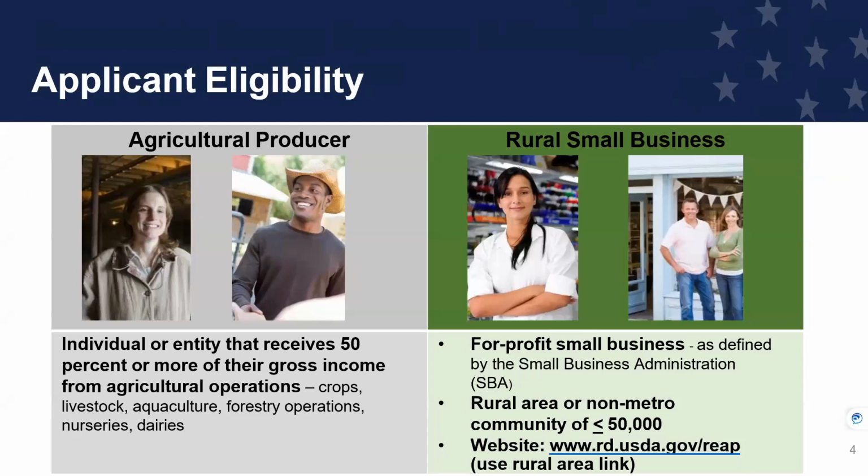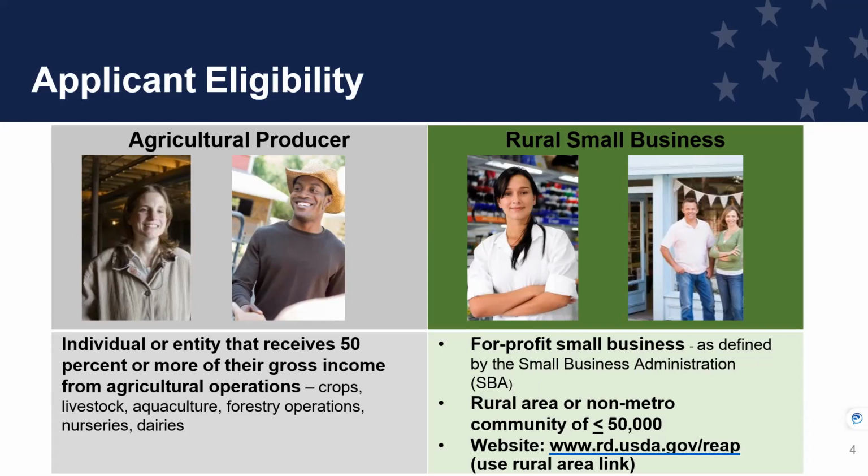So in terms of applicant eligibility, who can actually apply to REAP, we have agricultural producers and rural small businesses. An agricultural producer is an individual or entity that receives 50% or more of their gross income from agricultural operations. A rural small business is a little more complex, but it's basically defined by the Small Business Administration's size standards. That amounts to a rural or non-metro area of 50,000 people or less for the rural part. And for the small part, they have to meet SBA size standards.